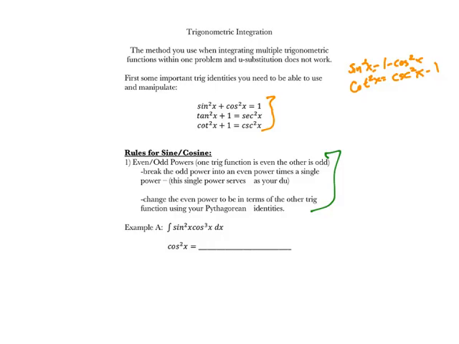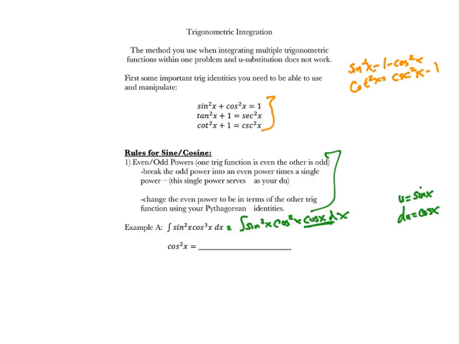Cosine is cubed, so that's my odd power. So I'm going to leave the sine squared there. I'm going to break cosine down into cosine squared x times cosine x dx. Now, that means that my du has to be cosine. So if du is cosine, then that must mean my u has to be the other trig function, sine.